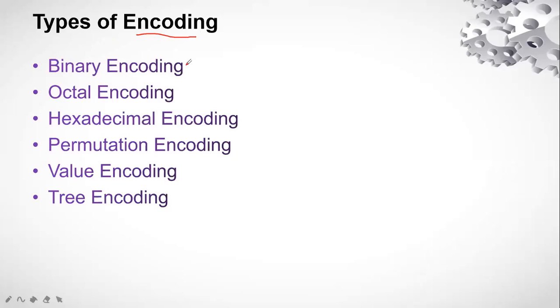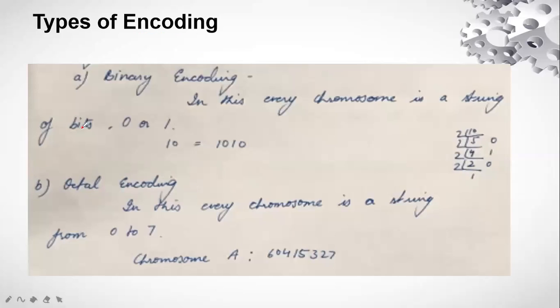The first is called binary encoding. Second is octal encoding. Third, hexadecimal encoding, then permutation encoding, value encoding, and tree encoding. Let's understand what these encodings are. First of all, binary encoding. I think you all know what binary encoding is.